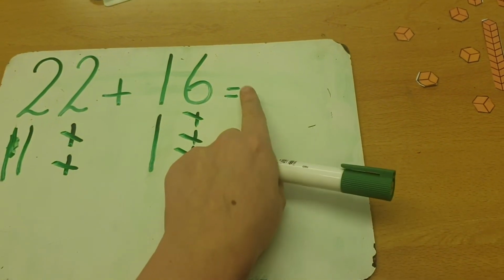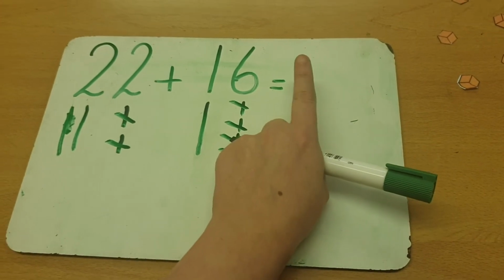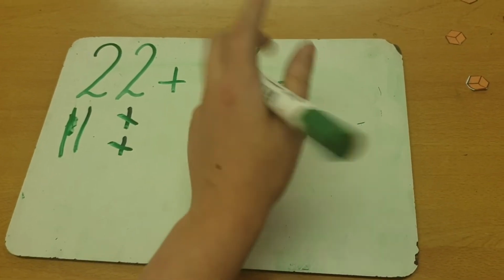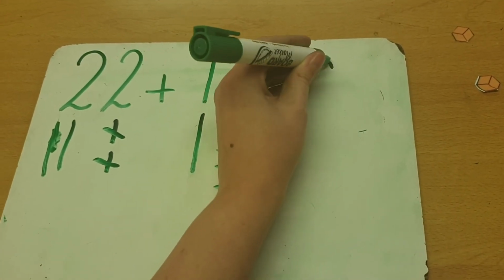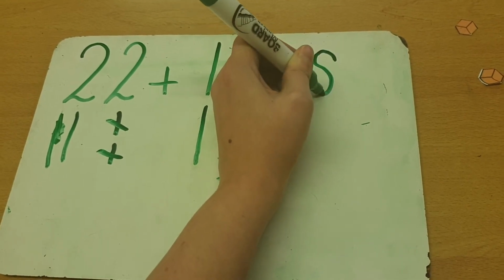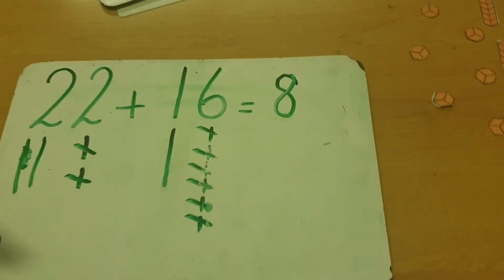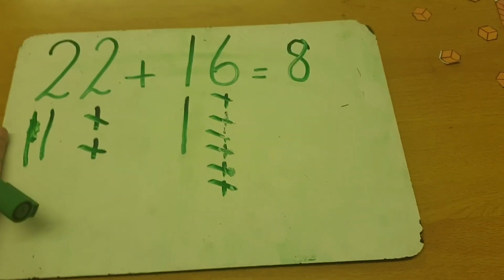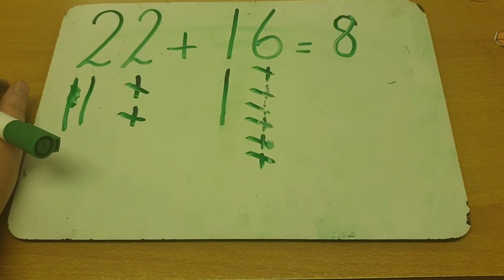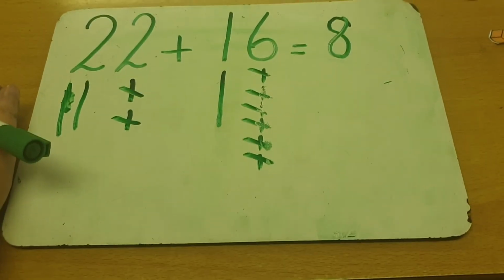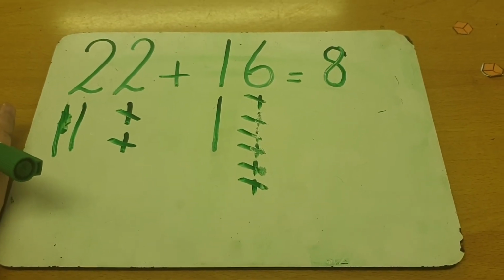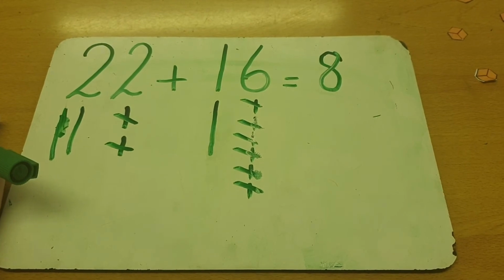Now remember, what have we got to leave? A little gap for our tens. Brilliant work. So now I've added all of my ones together. What do I need to add all together now? I need to add all of my tens together.